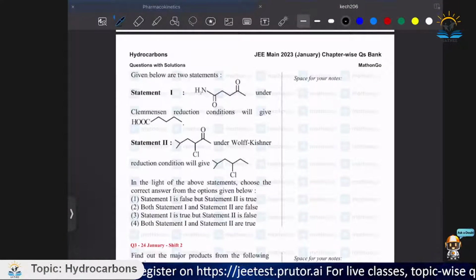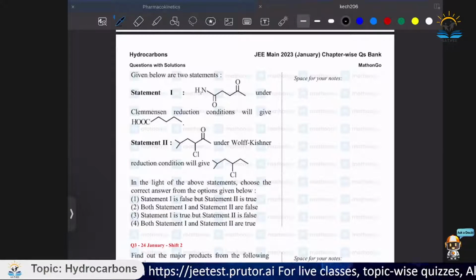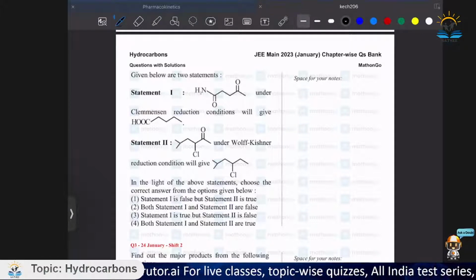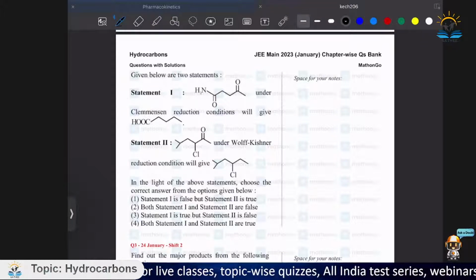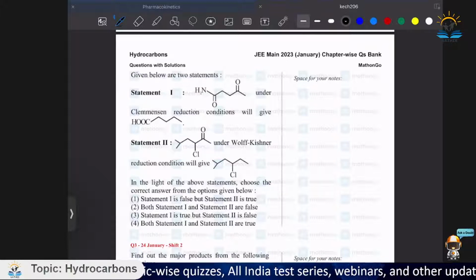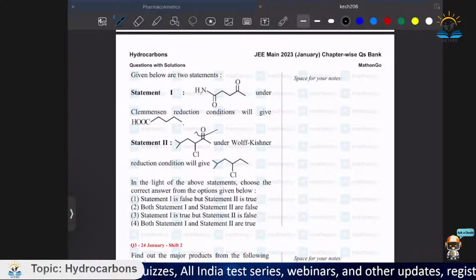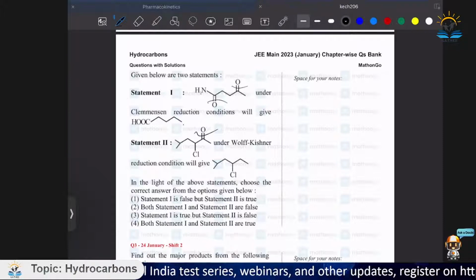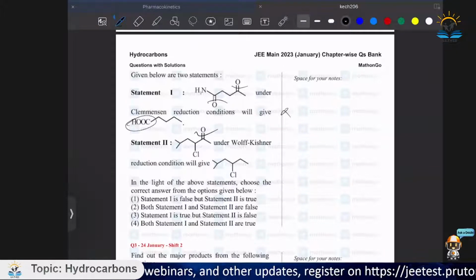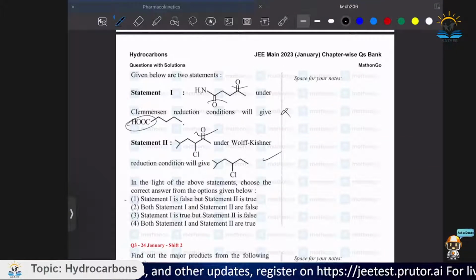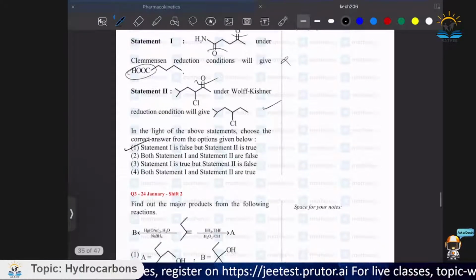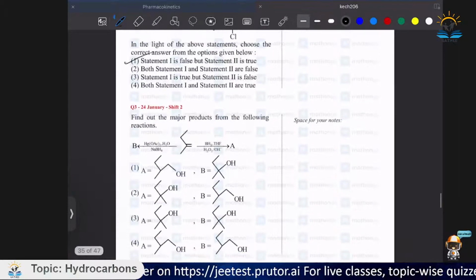Next, two statements. Clemmensen reduction condition will give this, and Wolff-Kishner condition will give this. So Clemmensen, see, Clemmensen and Wolff-Kishner. Wolff-Kishner will remove complete oxygen here. Clemmensen will also remove complete oxygen. So first statement, COOH will not be seen. This is wrong. But second one is absolutely correct. So statement one is false, but two is true. This you will learn eventually. If you don't know what Clemmensen and this are, just go and study back. You will find it in your notes.